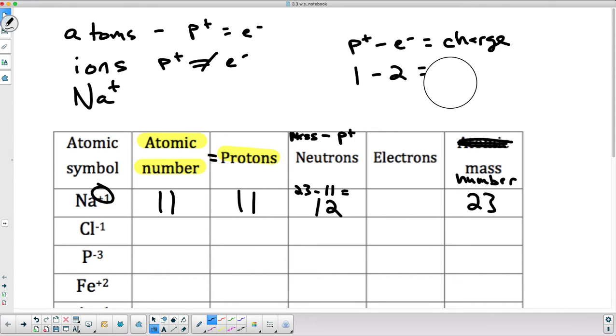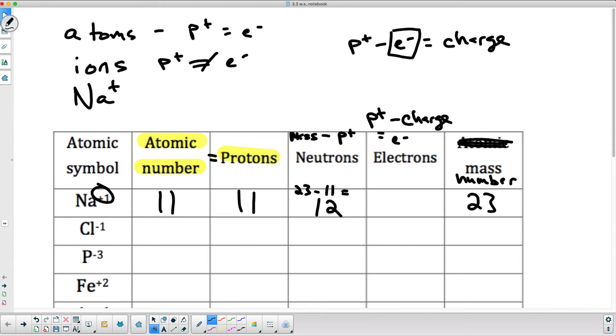Okay, now here is how I'm going to find the number of electrons. If I'm solving for this equation here, I simply take the charge... I already screwed it up. The number of protons minus the charge is how I find the number of electrons. Okay, so protons minus charge.